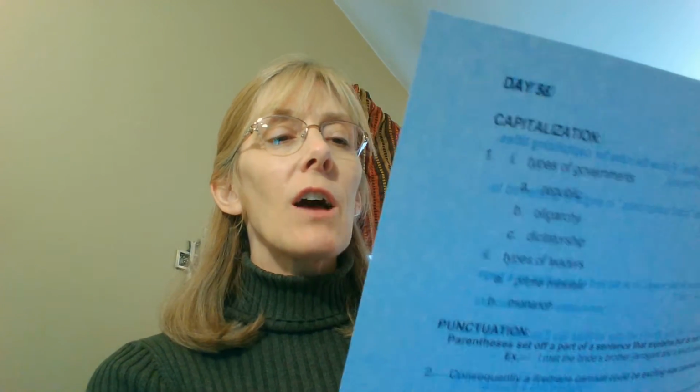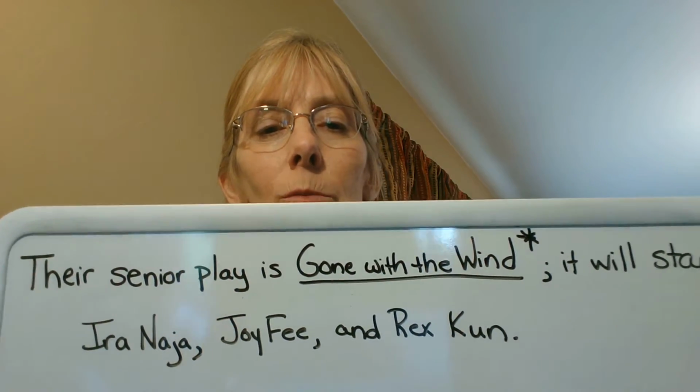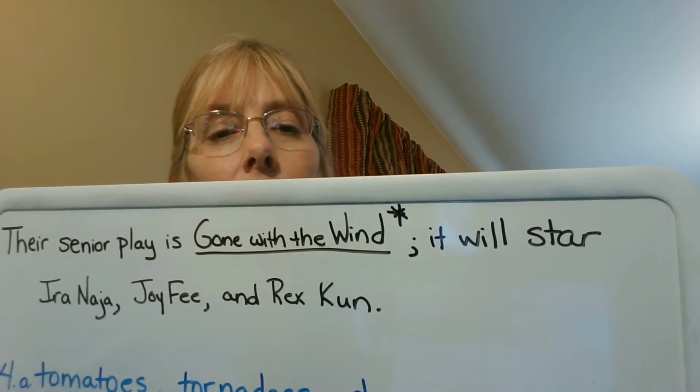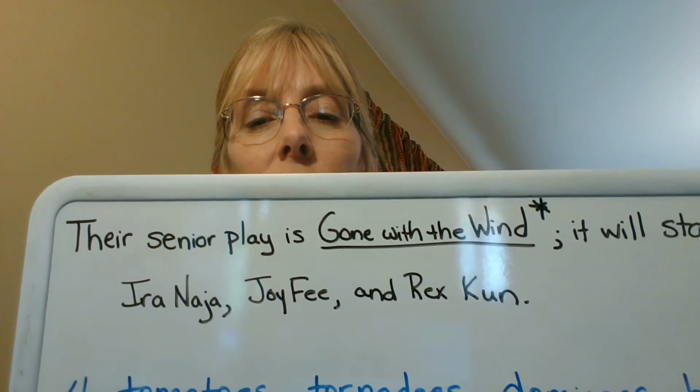All right, so let's look at the rest of the sentence. Their senior play is Gone with the Wind, semicolon. We have 2 closely related clauses, both of which are independent. So we put the semicolon there to link them together. It will star Ira Naja, comma, Joy Fee, comma, and Rex Kuhn, period. We have 3 things in a series, and if you remember, the comma rule is that you would separate those by commas. So what do we have? Their senior play is Gone with the Wind, underlined asterisk, semicolon. It will star Ira Naja, comma, Joy Fee, comma, and Rex Kuhn, period.